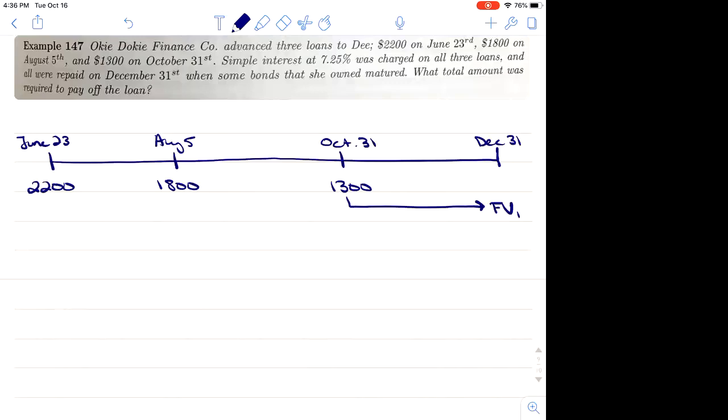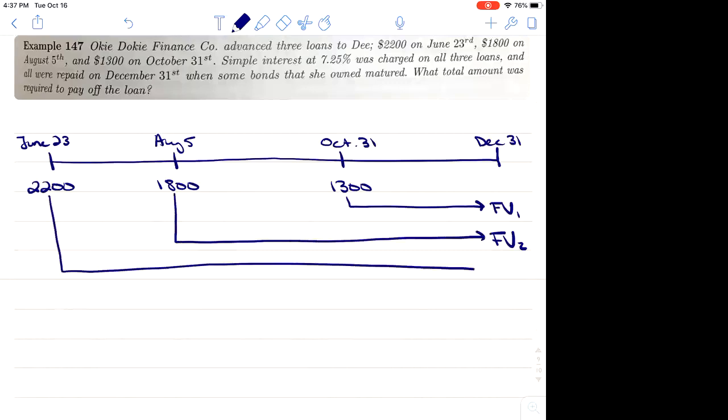Later, we'll use the subscripts to denote the order that we have to do our calculations in. Here, it doesn't matter, right? We have to solve for each of these future values. It doesn't matter which one we do first, so the subscript doesn't matter. But here, I'm going to have future value 2, and then here, future value 3. And then here, I'm going to show that if I add these together, I'll find the total owing.